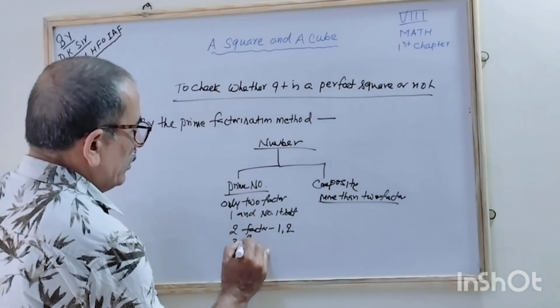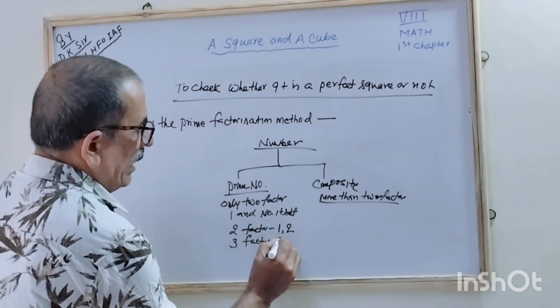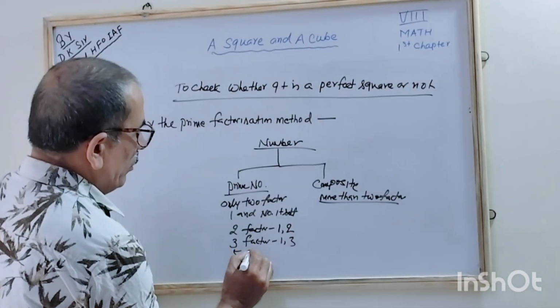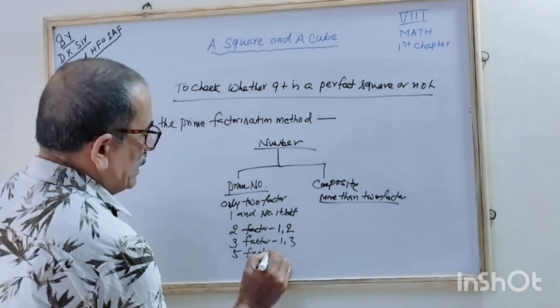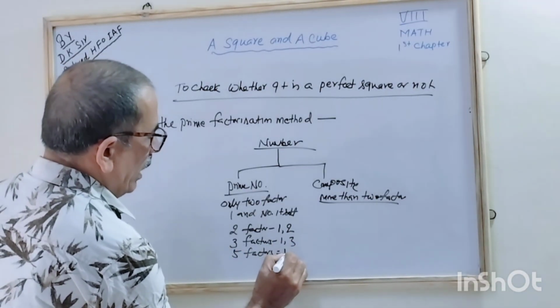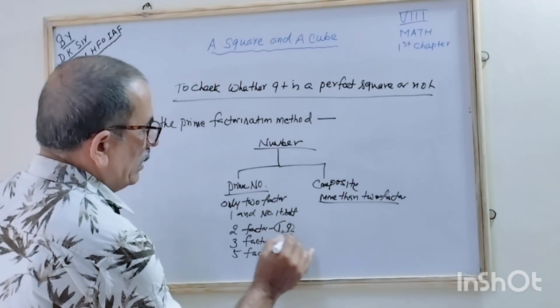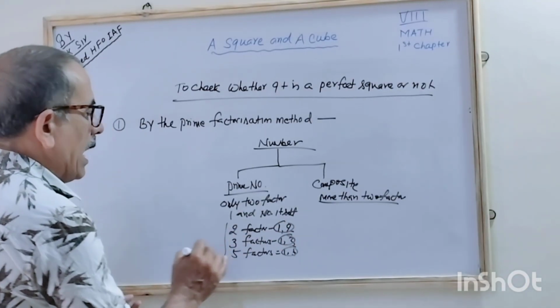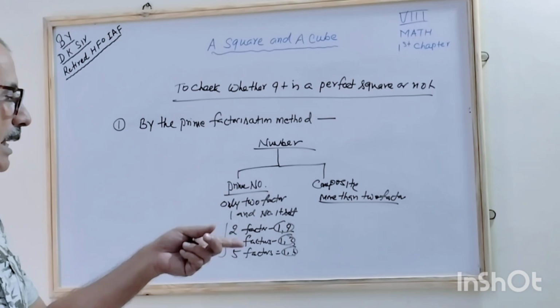Look at the factors of 3. It can be divided by 1 and 3. The 5 you can see, the factors of 5, how many are there? This is 1 and 5. You find that everywhere only two factors are there. So they are the prime numbers. Correct? They are the prime numbers.